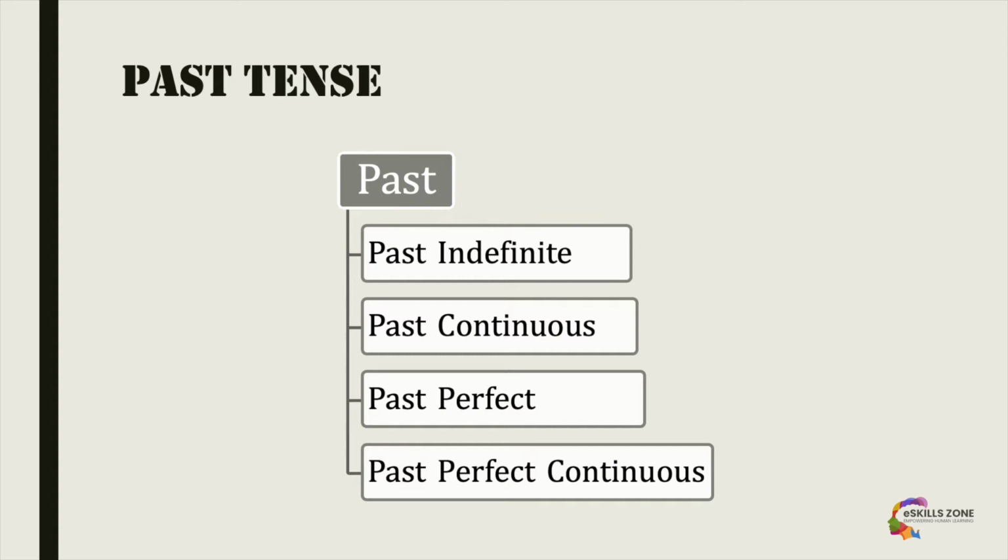Let me give you a quick introduction and detail about past tenses. The first one is past indefinite. The second one is past continuous. The third one is past perfect. And the fourth one and the last one is past perfect continuous.